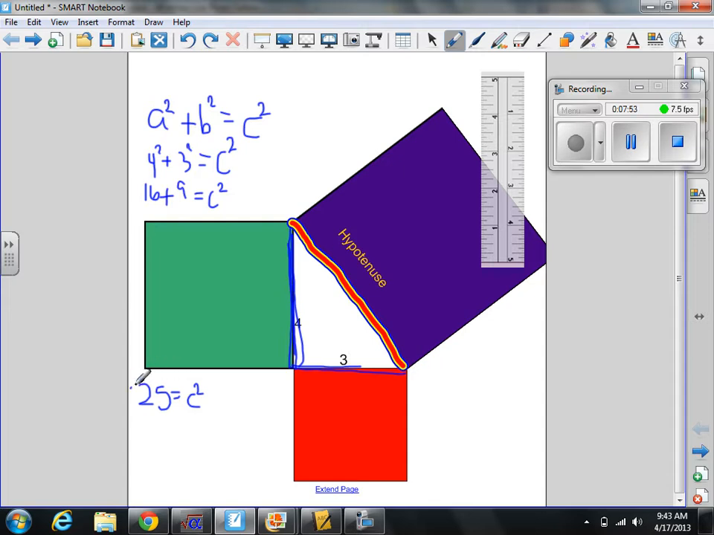So yesterday we studied square roots. I take the square root of both sides. What's the square root of 25? It is 5. And the square root of C squared is simply C, because C times C equals C squared.